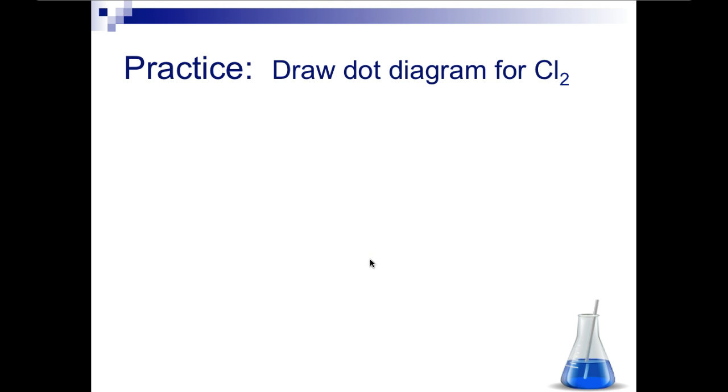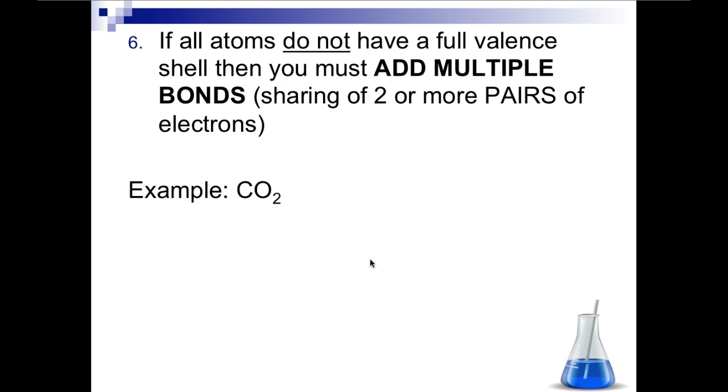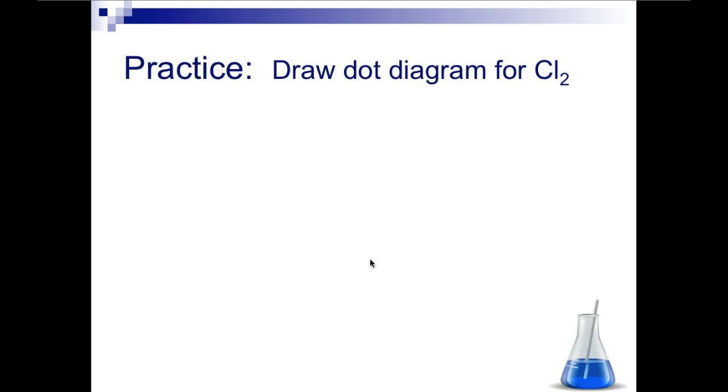Now let's try it for Cl2. Pause your video and unpause it when you're ready. Great, well, welcome back. Chlorine has 7 valence electrons to bring to the table. Each of them is going to bring 7, so that's a total of 14. So when you draw it, it should look like 2 Cl's next to each other with 8 electrons around it.